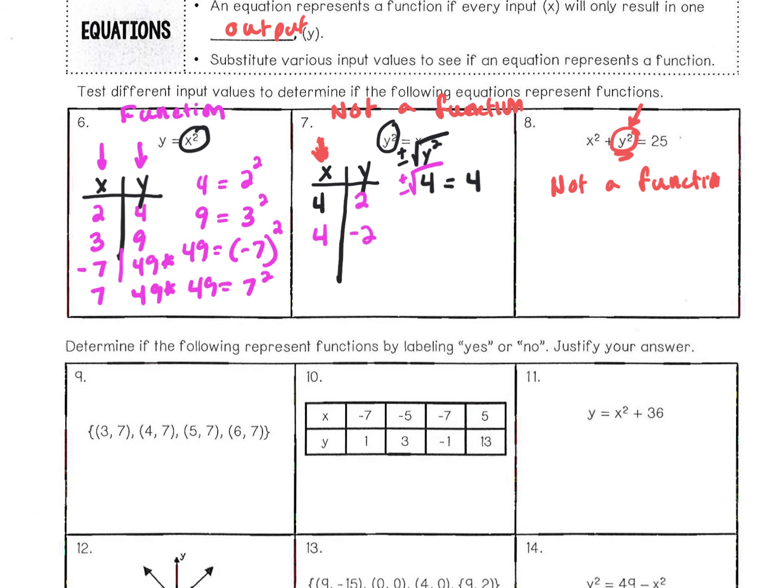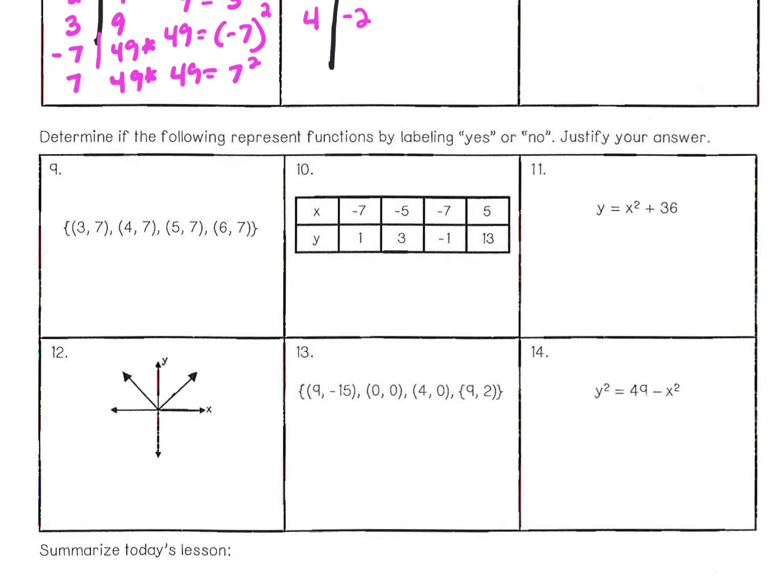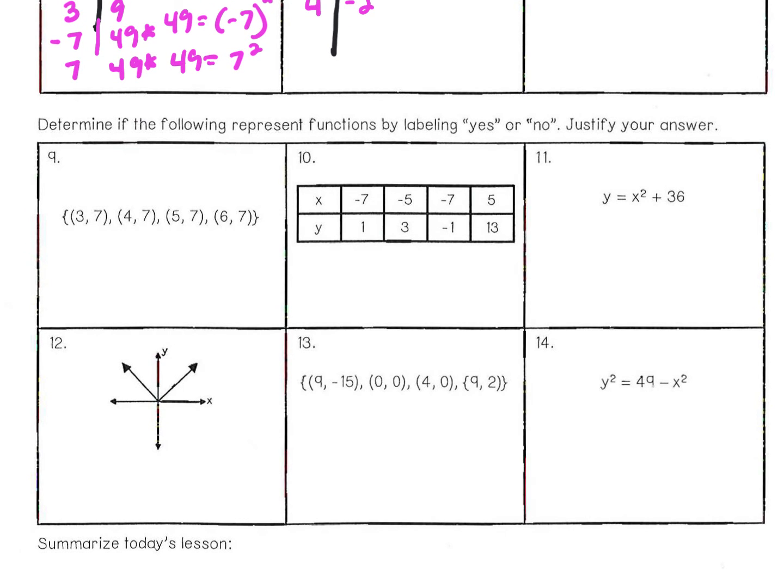So what I'd like you to do now, based on page 6 and page 7, is see if you can tackle 9 through 14. And then I will post the key, but it not only says yes or no, it also asks you to please justify your answer. Say why you're telling me yes, it's a function, or no, it's not a function.